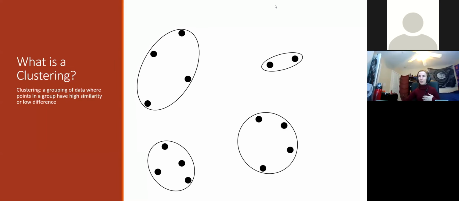Clustering is a grouping of data where points in a group have high similarity or low difference. So why did I word it in this kind of weird way? Well, the reason is because I want to make it clear what our input is going to be.